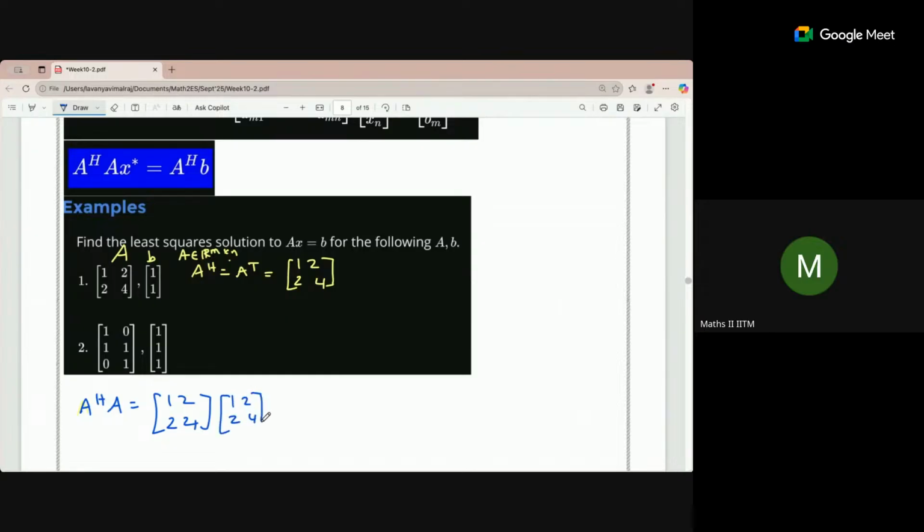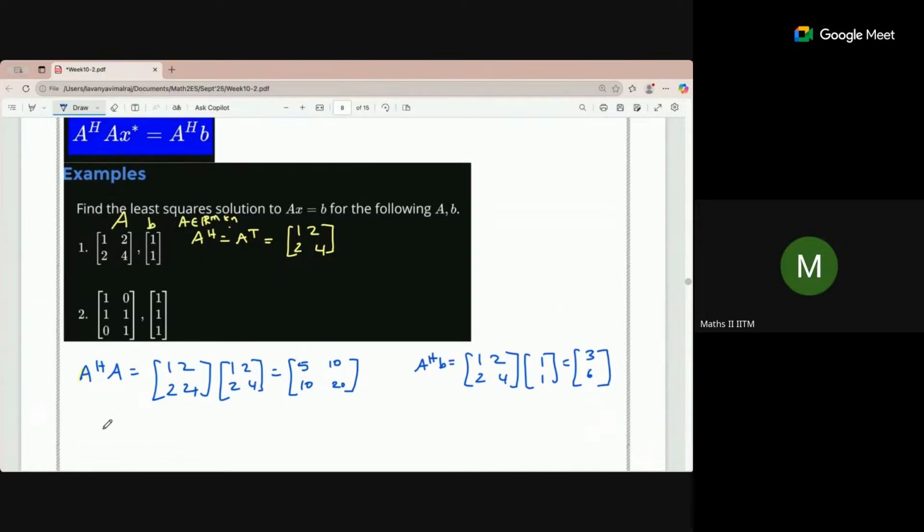Which is actually 1 times A square. What is A square? 5, 10, again 10, then 20, right? Yes, ma'am. Okay, so this is your AHA. And what is AHB? In this case, it is 1, 2, 2, 4, and B is 1, 1. So you have 1 plus 2 is 3, 2 plus 4 is 6, right? So now find the solution of AHA x star equal to AHB. You need to solve for 5, 10, 10, 20, times x1, x2 equal to 3, 6.